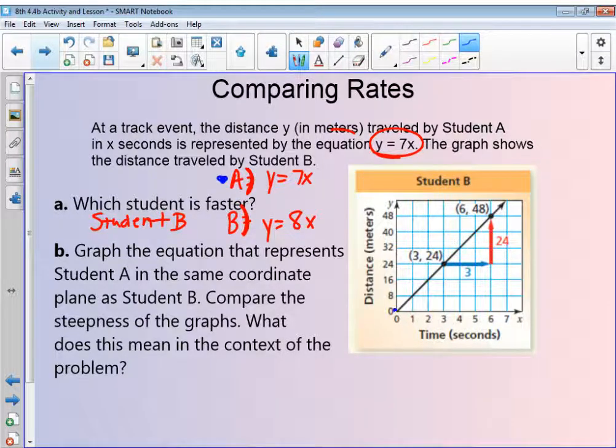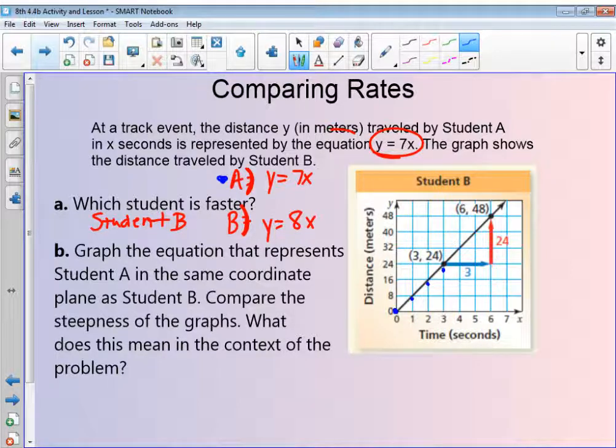So at 0 seconds, they're going to cover 0 meters. At 1 second, they're going to be at 7 meters, so somewhere underneath there. At 2 seconds, they're going to be at 14 meters. At 3 seconds, they're going to be at what, 21 meters? And I'm kind of guesstimating where these are because they set up the graph to work perfectly with student B every 8 seconds.